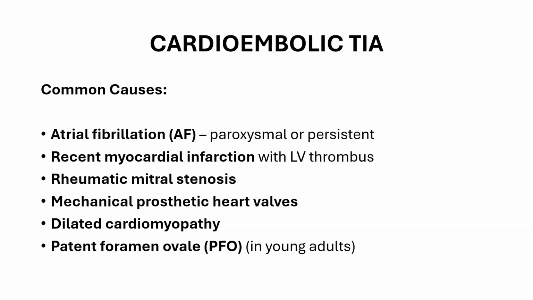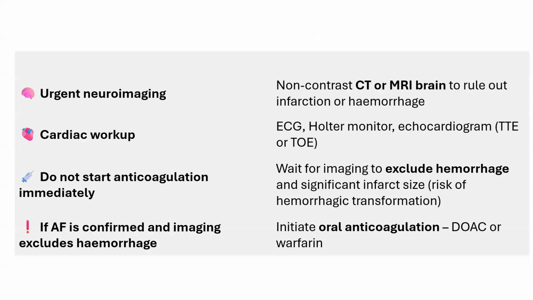A little bit on this cardioembolic TIA. The commonest cause of cardioembolic TIA is atrial fibrillation, and it could also happen with recent myocardial infarction with LV thrombus, rheumatic mitral stenosis, any mechanical prosthetic heart valves, dilated cardiomyopathy, or PFO in young adults. So in these patients, it's important to do urgent neuroimaging, because we have to rule out infarction or hemorrhage before starting anticoagulation. So we do an NCCT or an MRI brain to rule out an infarction or hemorrhage.